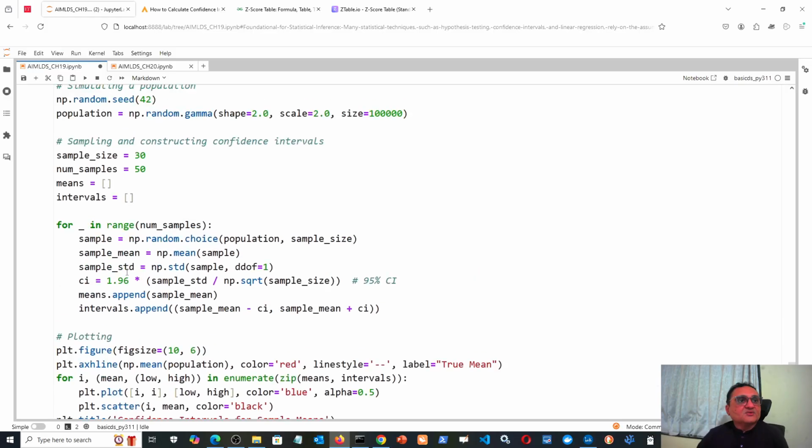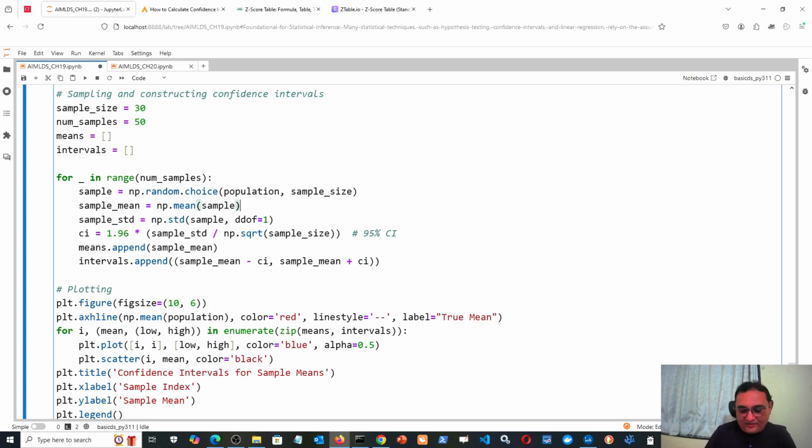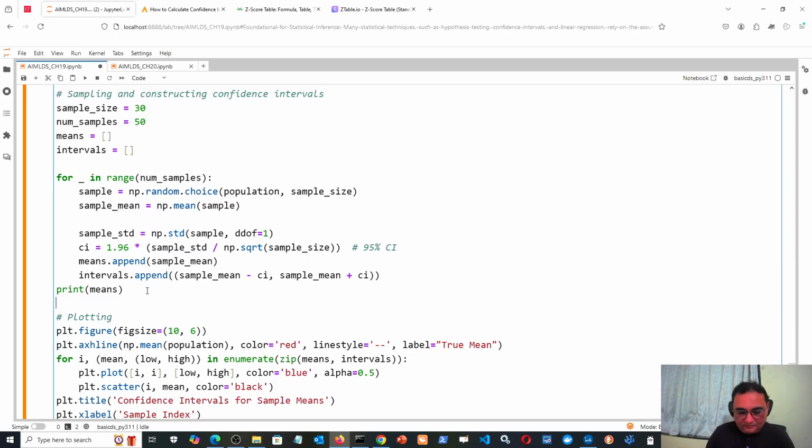Okay, so the function is not defined, but directly only the for loop is defined. So I can write one extra line here, print sample mean, and that also should be printed out of the for loop, right? Because there is no point in printing every sample mean, or print means and print intervals. Because then only you will be able to understand what we got in the graph.